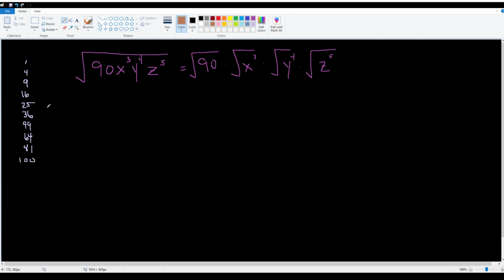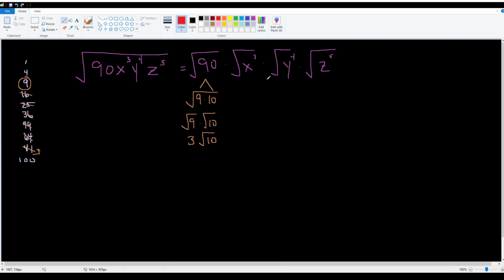Work with everything below 81 in this case. Which one of these is going to be the highest perfect square of 90? We know that 81, 64, 49, 36, 25, and 16 all don't work, but 9 does. So the square root of 90 gets split up into the square root of 9 times 10. This then splits up into the square root of 9 times the square root of 10, and the square root of 9 becomes 3, so we get 3 square root of 10. So that's good for the square root of 90. But now I've got to work with the variables.